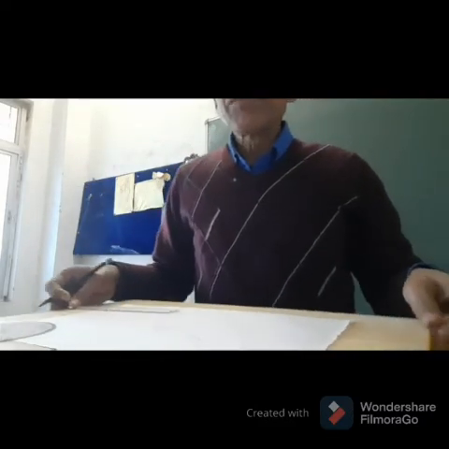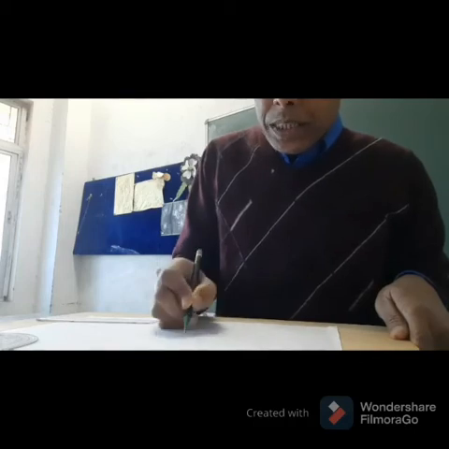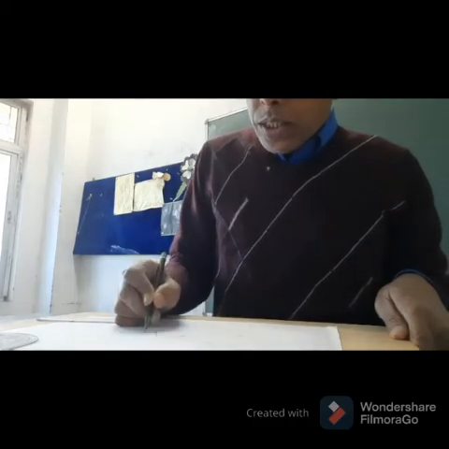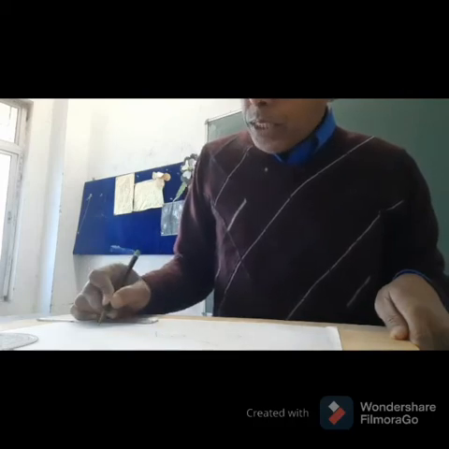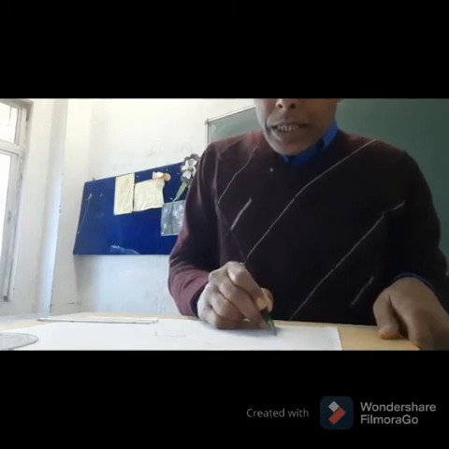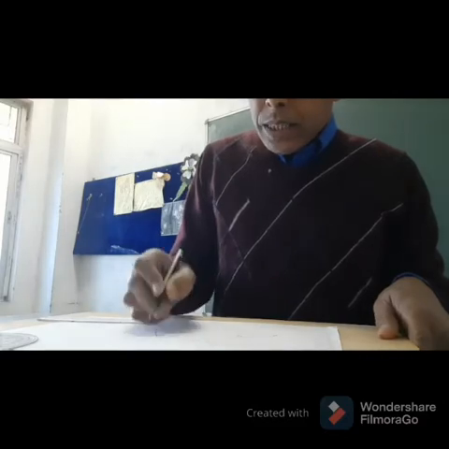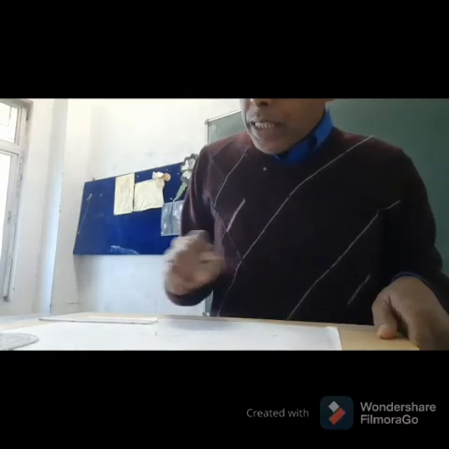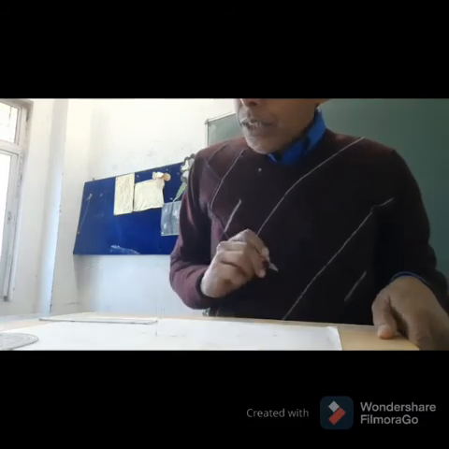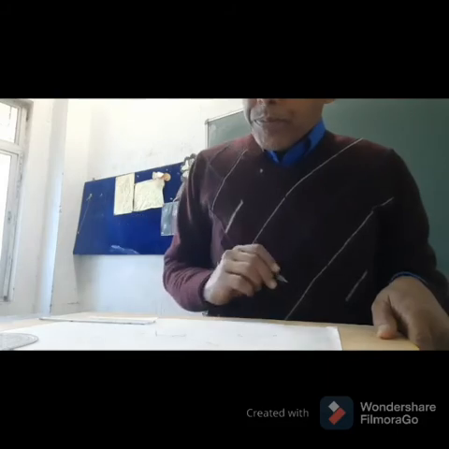So in this figure, the position of pin 1 is P, the second pin is Q, the third pin is R, and the fourth pin is S. This is the incident ray AB, B is the point of incidence, C is the point of emergence, and CD is the emergent ray. This is the second normal.